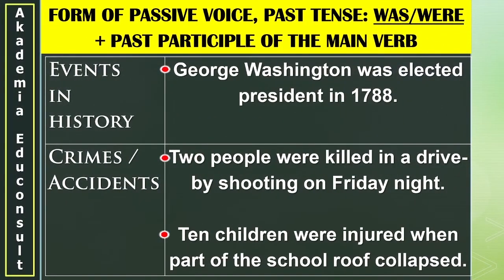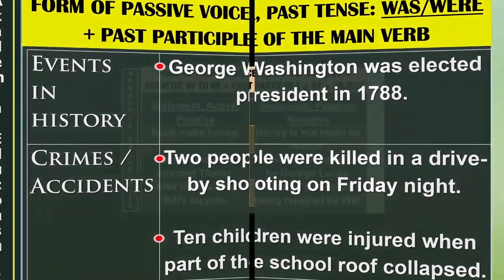Now, we also have the form of the passive voice in the past tense, using the auxiliary, that is the was or the were, plus the past participle of the main verb. Let's see examples of this. We use this in history, talking about events in history. For instance, George Washington was elected president in 1788. We also use this in crimes or accidents. For instance, 2 people were killed in a drive-by shooting on Friday night. 10 children were injured when part of the school roof collapsed.